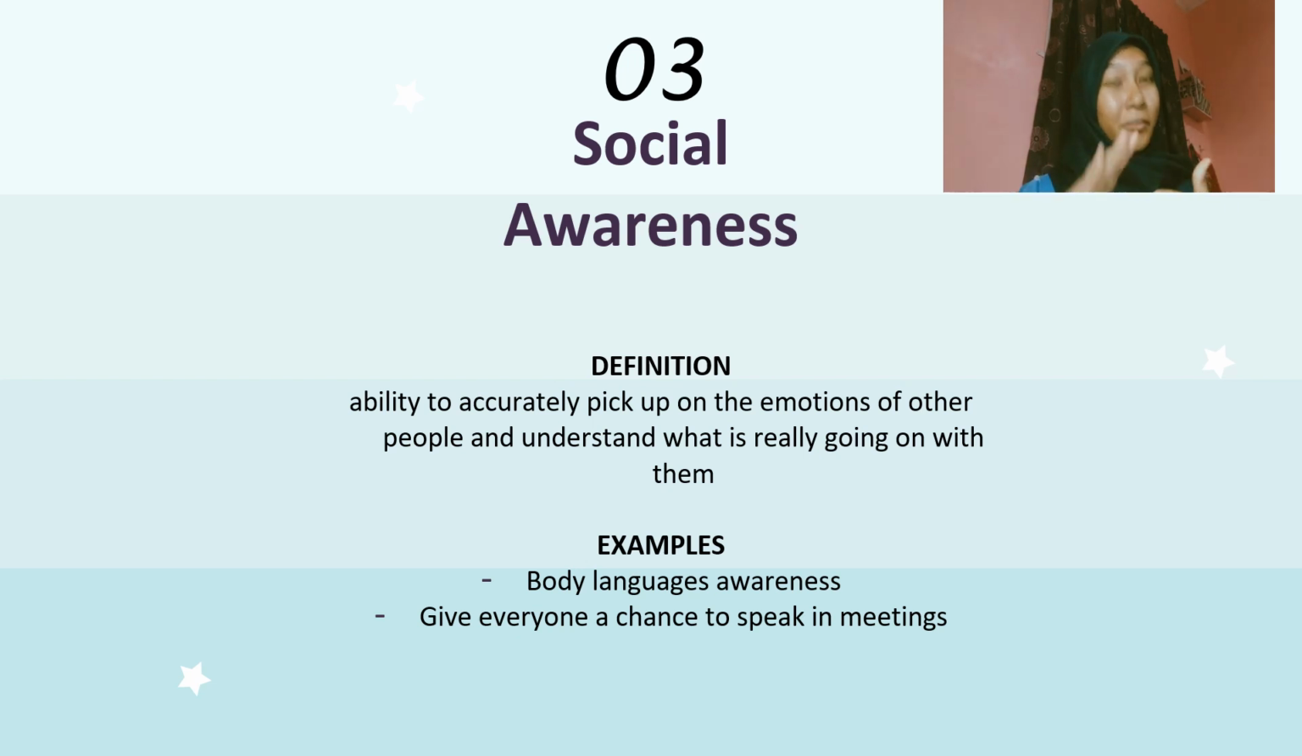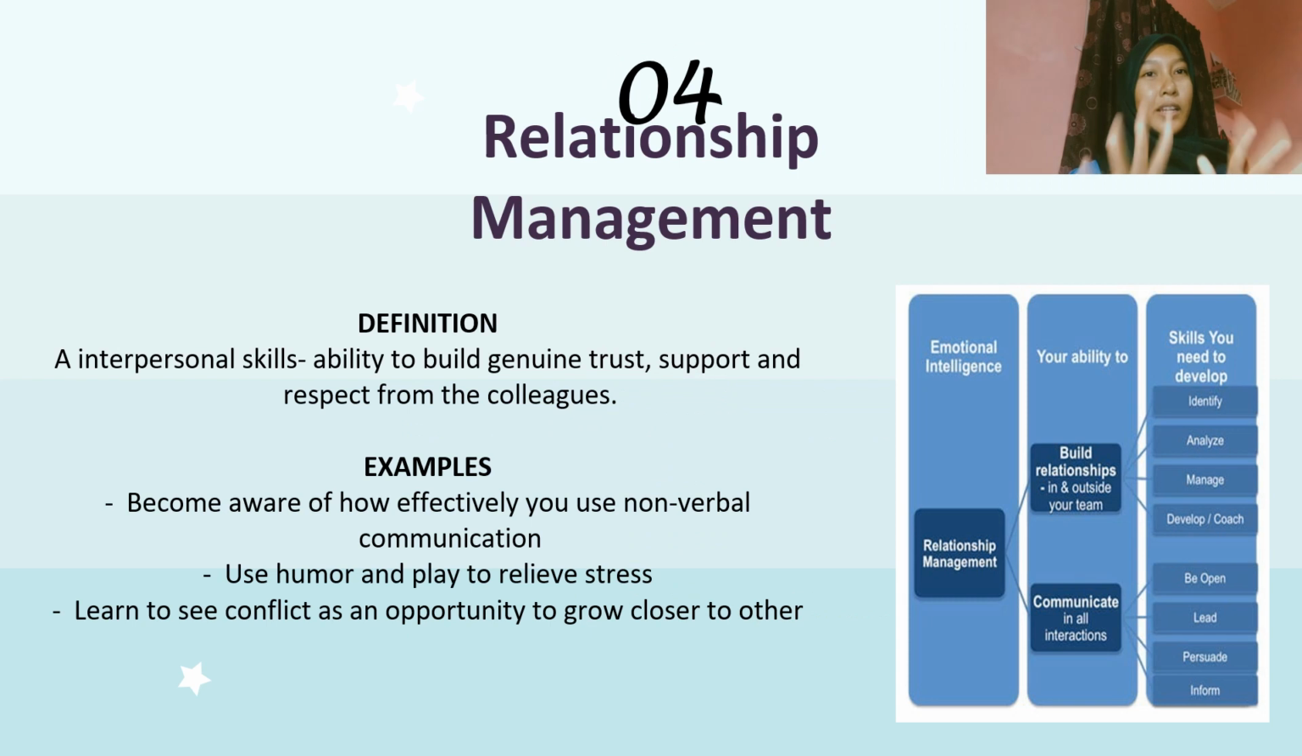Next is social awareness. Social awareness is the ability to accurately pick up on the emotions of other people. For example, when there's people that waving at us, we automatically know that they want to greet us. The last one of the emotional intelligence is relationship management. Relationship management is an interpersonal skill, and we always use it to put trust among the colleagues. For example, in one group, we always make humor to relieve stress among the group members.